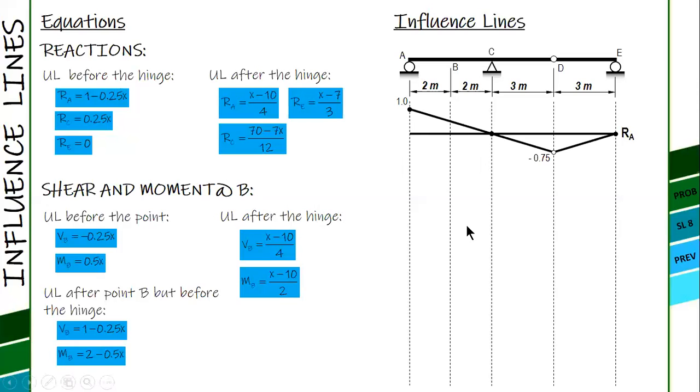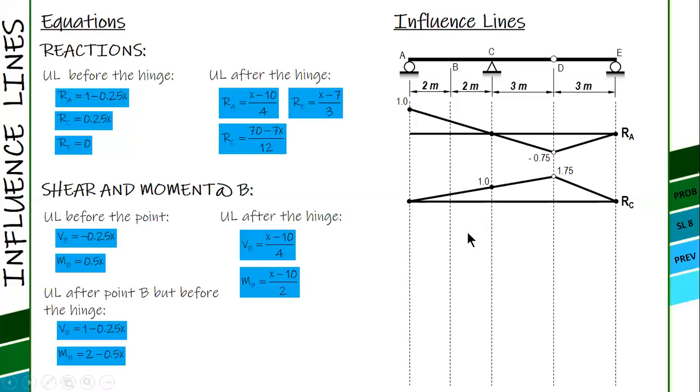And then for RC, same lang. One line for ABCD and another line for DE. 0.25x. So when x is 0, 0. When x is 4, that's 1. When x is 7, that's 1.75. And then for this one, when x is 7, 1.75 gihapon. And when x is 10, 0 na. So connect.